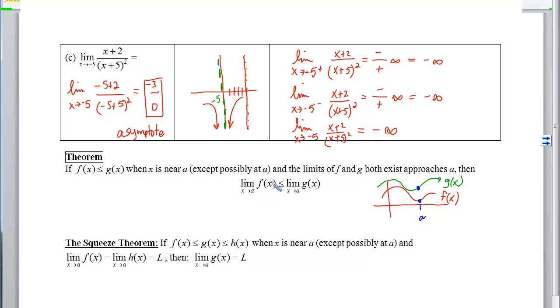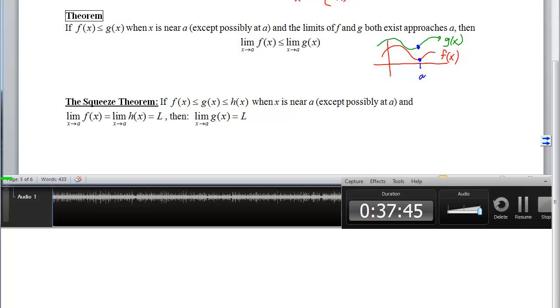It says the y coordinates you're getting close to on F are going to be smaller than the y coordinates you're getting close to on G, simply because the y coordinates on F are always smaller than the y coordinates on G. So what does that mean for us when we get to the squeeze theorem, and how does that actually help us when we're dealing with problems?